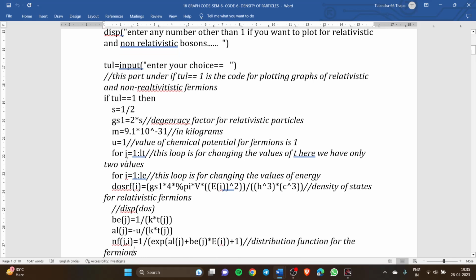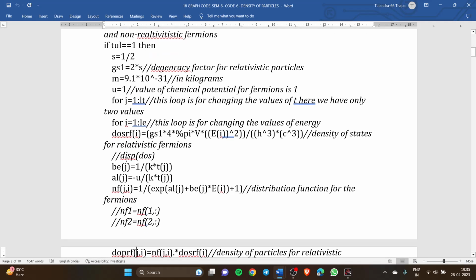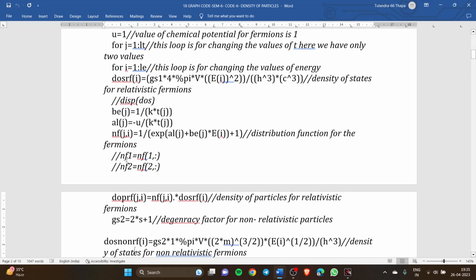And remember the range also, 0 to 0.01 into 2. For i equal to 1 to LE, the loop is changing for the values, for changing the values of T and for changing the values of energy. So we have first calculated the density of states for relativistic fermions. This is the formula, GS1 is 4 into 4 pi v h cube upon c cube, E square. So this is for relativistic fermions.